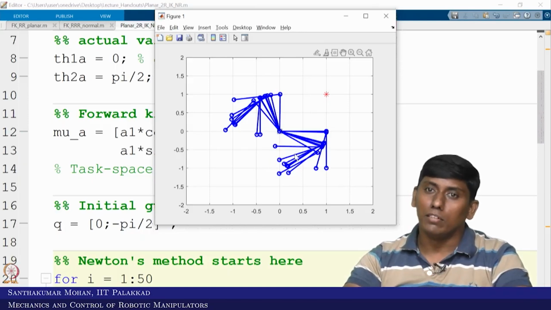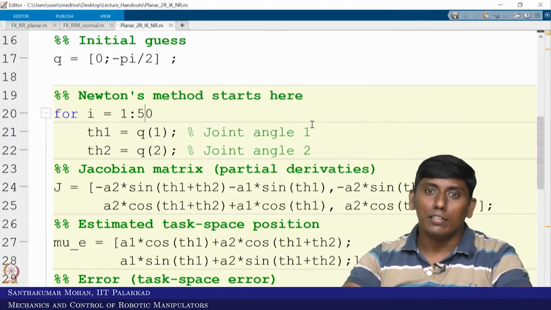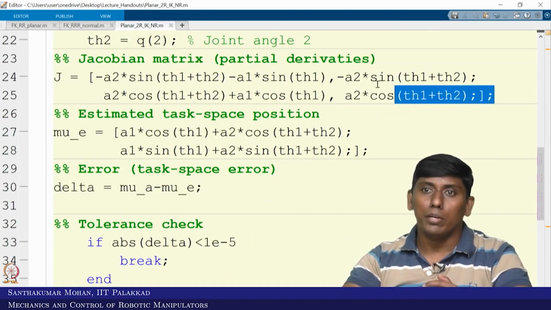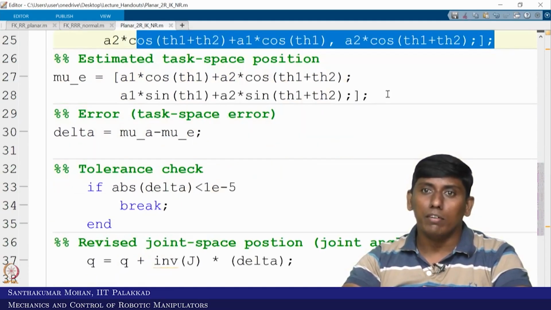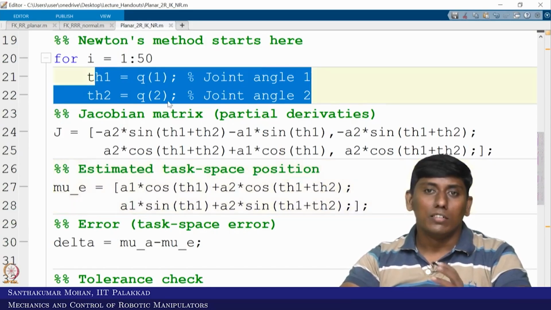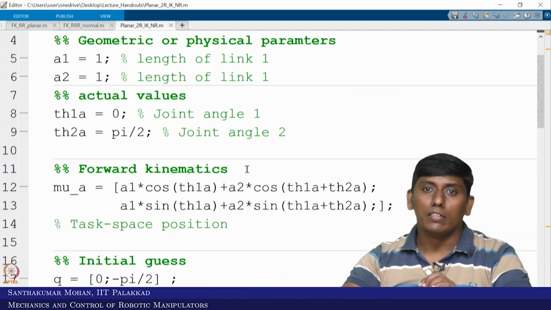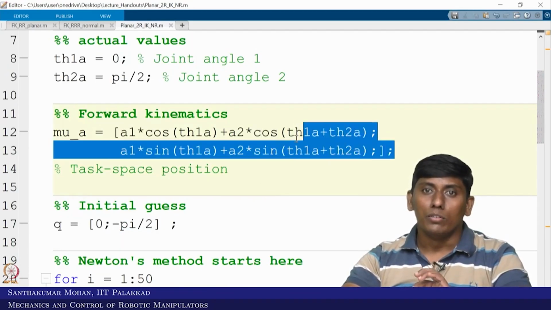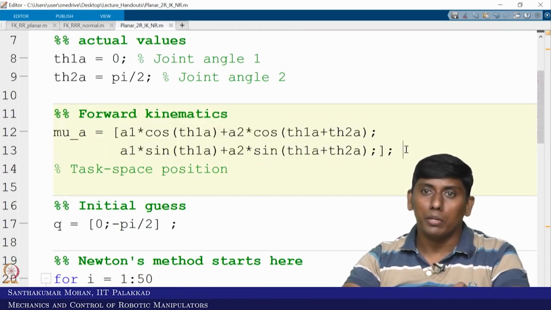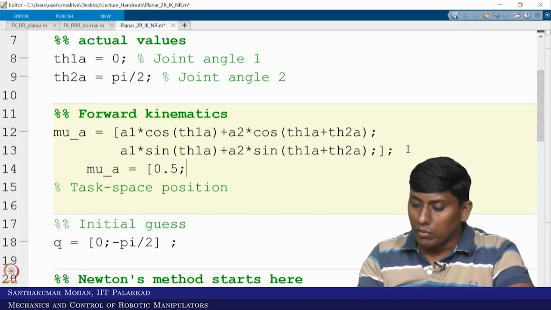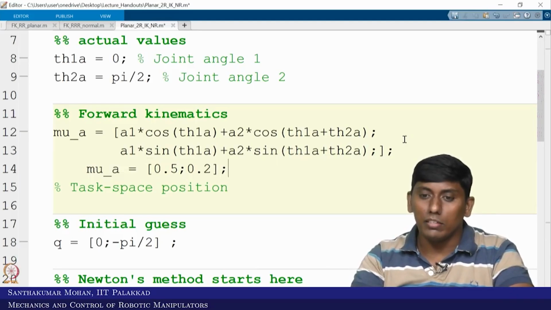The Newton-Raphson method is very beneficial for us, and you can see that the code we have written is very straightforward. If you want to use any other manipulator, this Jacobian will change, this mu vector will change, and this will change. The remaining everything is the same. In fact, this mu actual would be given to you as a direct value. For example, I do not want to put this, so I am just putting it. The mu actual is something like 0.5 and 0.2, okay. I am just giving this value.